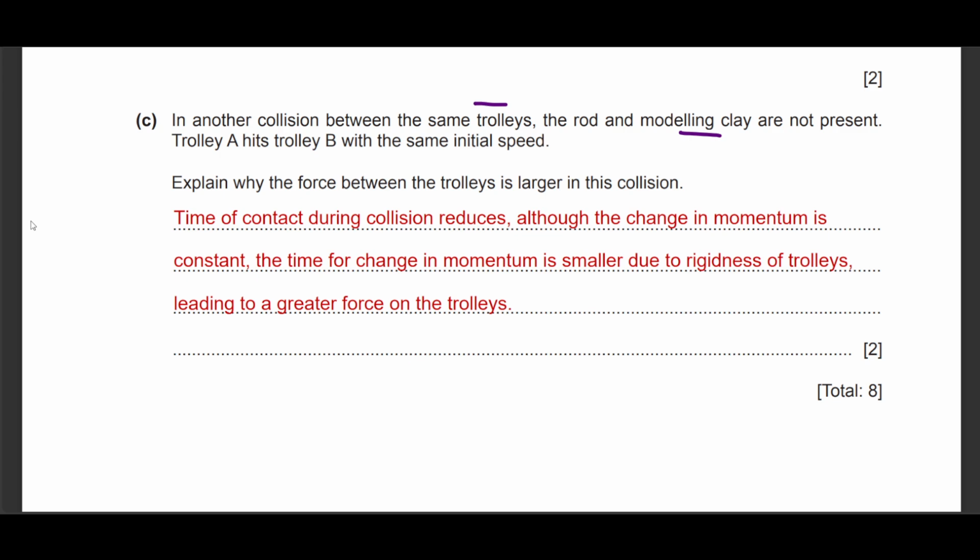Part C suggests in another collision between the same trolleys, the rod and the modeling clay are not present. There is no cushion between them. There is no soft padding between them. Trolley A hits trolley B at the same initial speed, so the experiment is exactly the same as we were conducting before. So he says, explain why the force between the trolleys is larger in this collision.